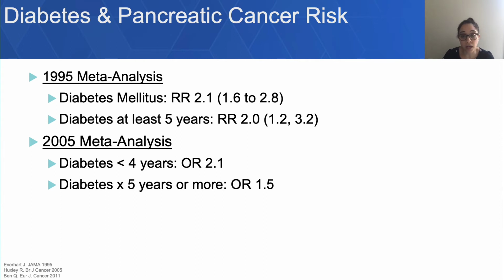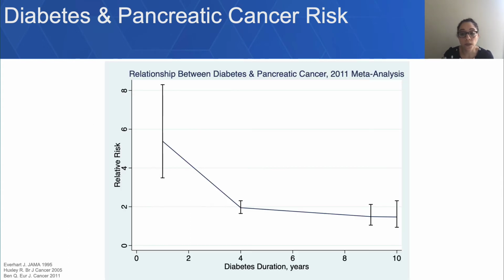The 2005 meta-analysis also found that patients with diabetes had an overall risk of 2 for pancreatic cancer, but this risk was increased in those patients who had diabetes for less than 4 years. It seems like the initial 3-year period after diabetes diagnosis is the most important time point for the development of pancreatic cancer. Last, the 2011 meta-analysis confirmed an elevated relative risk for the development of pancreatic cancer of 5.4, associated with diabetes duration of less than 1 year, with a leveling off of the risk at around 1.5-fold after 5 years.